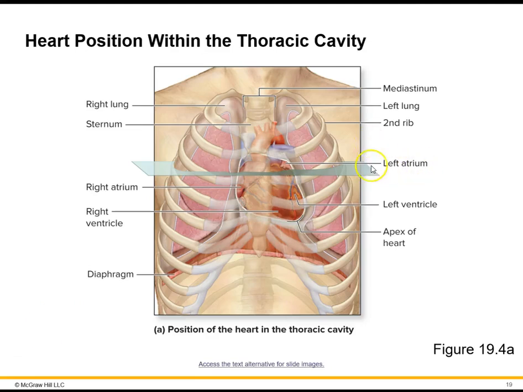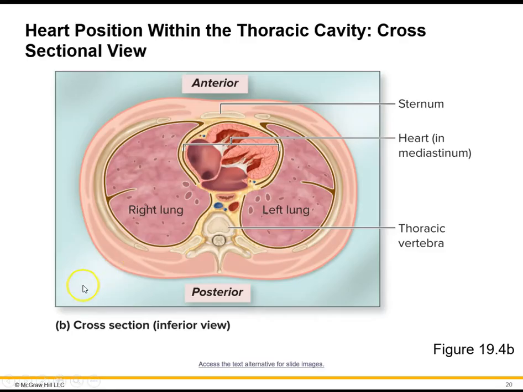Now let's say we cut the body at this level. What would we see? Well, this is what we would see. Now this is the inferior view, so the way to look at this is to think of yourself as if you have a patient who's laying down on a table and you're standing near their feet and you're looking up at them, up at their head. Okay, that's what you're seeing here.